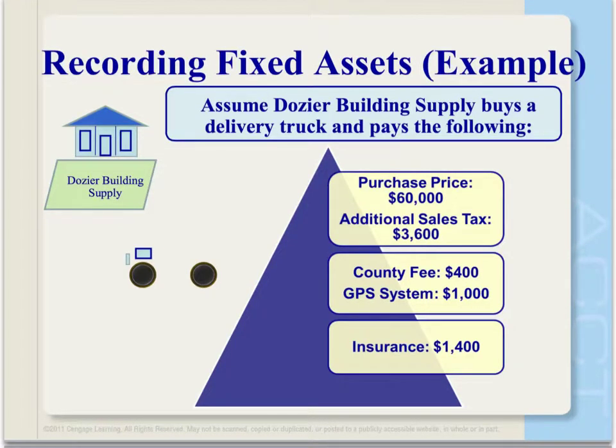We assume that Dozer Building Supply buys a delivery truck, and they pay the following amount. They pay $60,000 for the purchase price. Sales tax is $3,600. We have some county fees like DMV fees. We've put a GPS system in it so the truck would know where to go when we do deliveries. And then we have insurance. So what we have to determine is, of these costs, what would go into the debit to equipment.